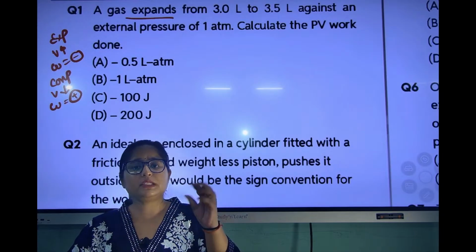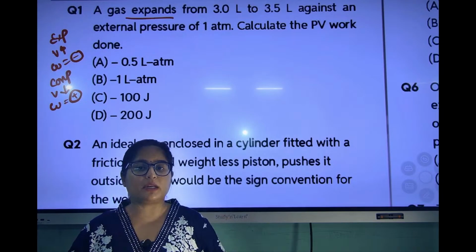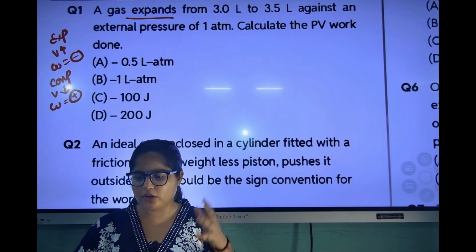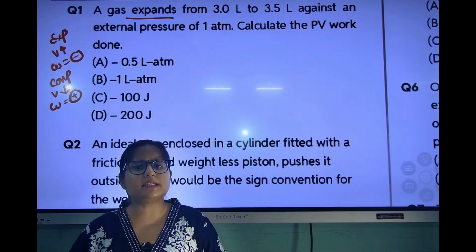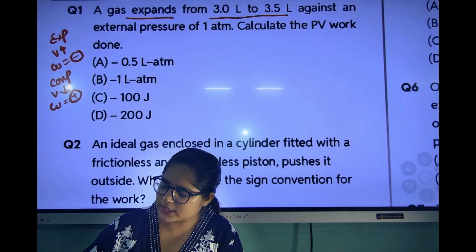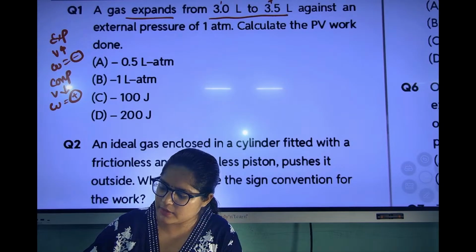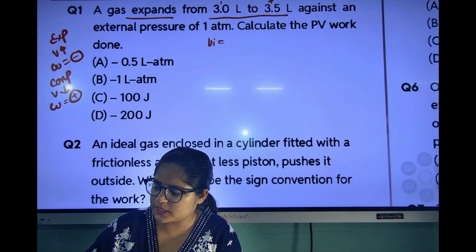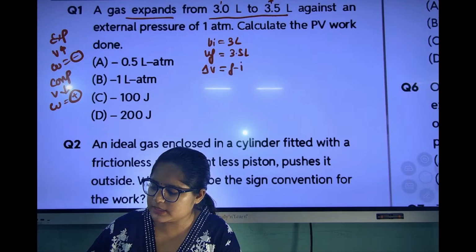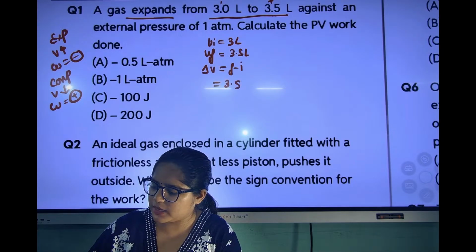So as soon as it is written gas expands, you see in which option there is a negative sign, that will be our answer. Here all four options have a negative sign, I have just told you how to eliminate. So from this to this, from means it is our initial and this is our final. V initial is 3 liter, V final is 3.5 liter. So change in volume will be how much? Final minus initial, 3.5 minus 3, that is 0.5 liter.